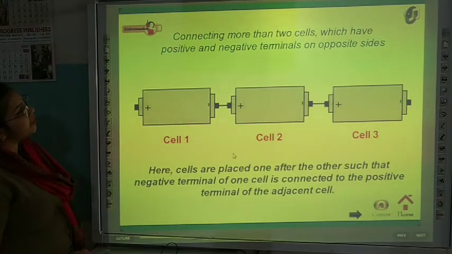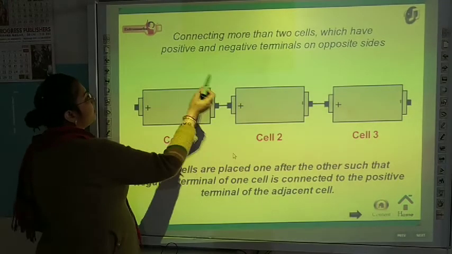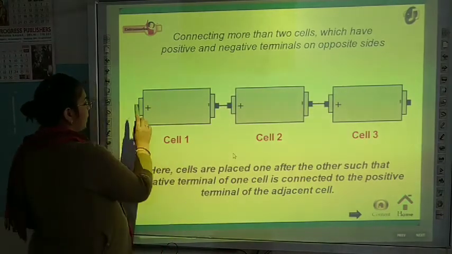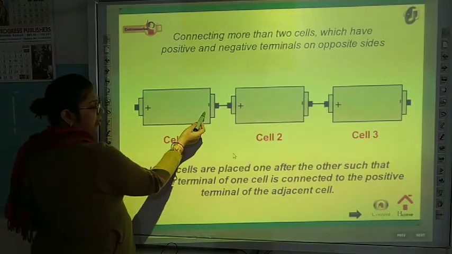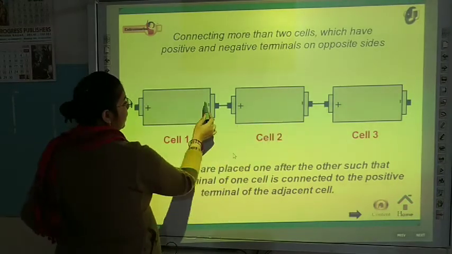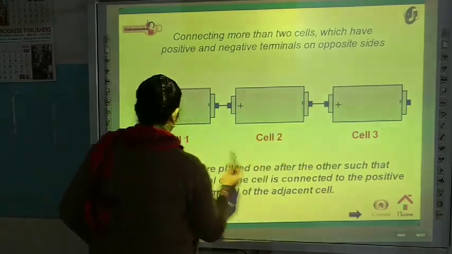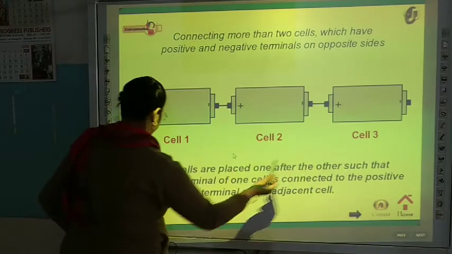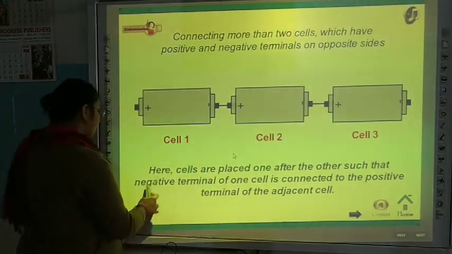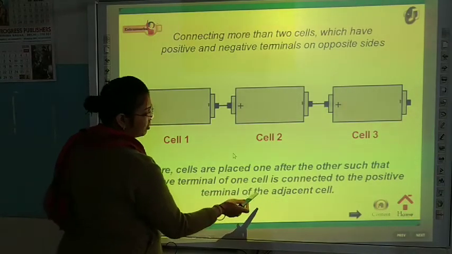So when connecting more than two cells, that is, if we connect more than two cells which have positive and negative terminals on opposite sides, how will we connect them? Then positive terminal and negative terminal. This is one cell. In the next cell, we will connect negative to positive, then negative to positive. So cell 1, cell 2 and cell 3. So here cells are placed one after another such that the negative terminal of one cell is connected to the positive terminal of the adjacent cell.